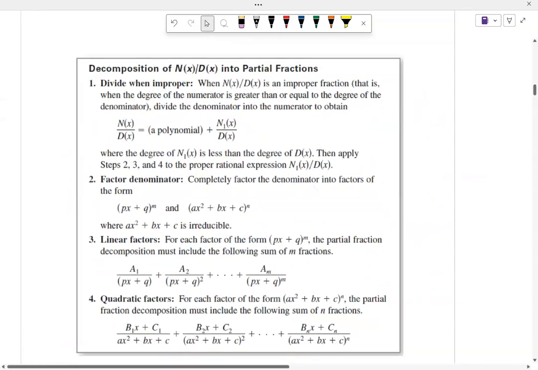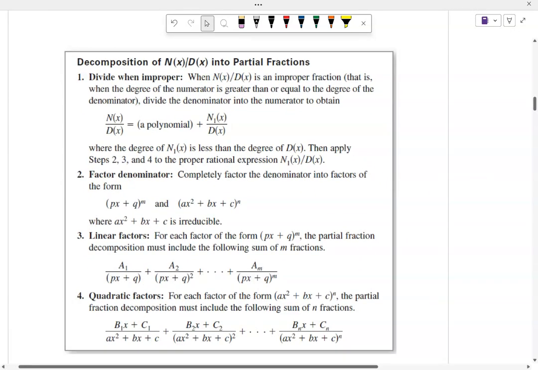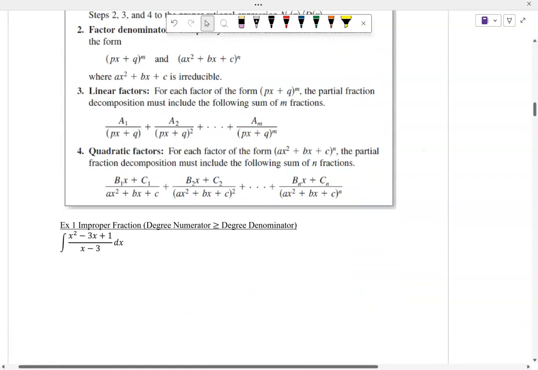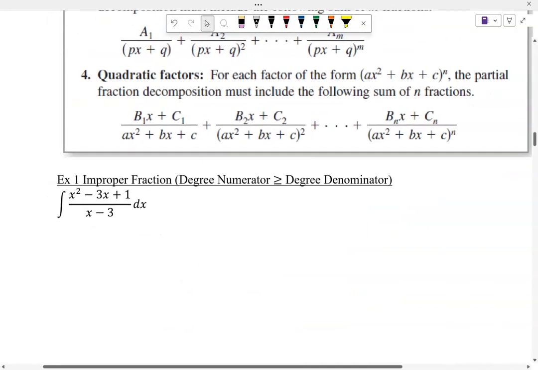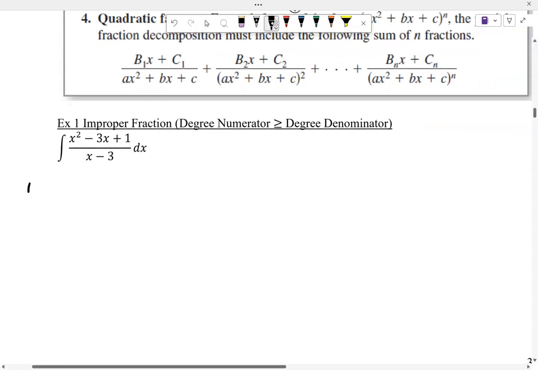And here's our little guide for decomposing into partial fractions. So the first thing, that number 1 there, is if you have an improper fraction. In other words, the degree of the numerator is 2 here, the degree of the denominator is 1. If the degree of the numerator is greater than the degree of the denominator, then the first thing you do is go ahead and divide it. So use your polynomial long division if it's an improper fraction. So let's do that first.